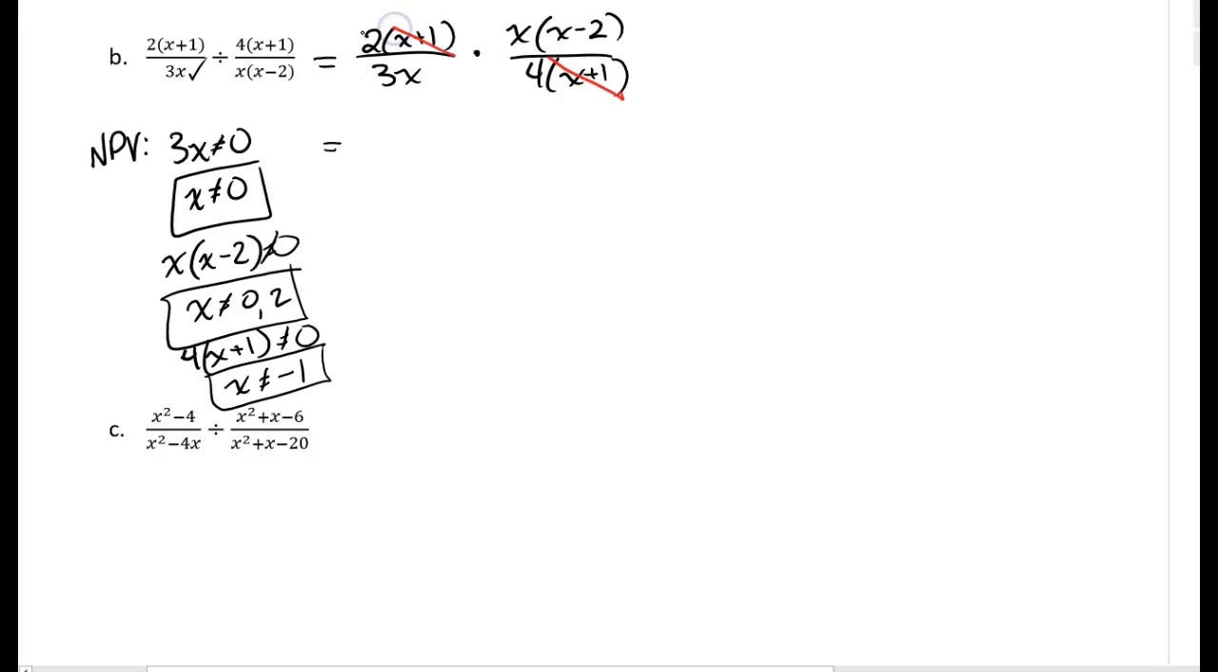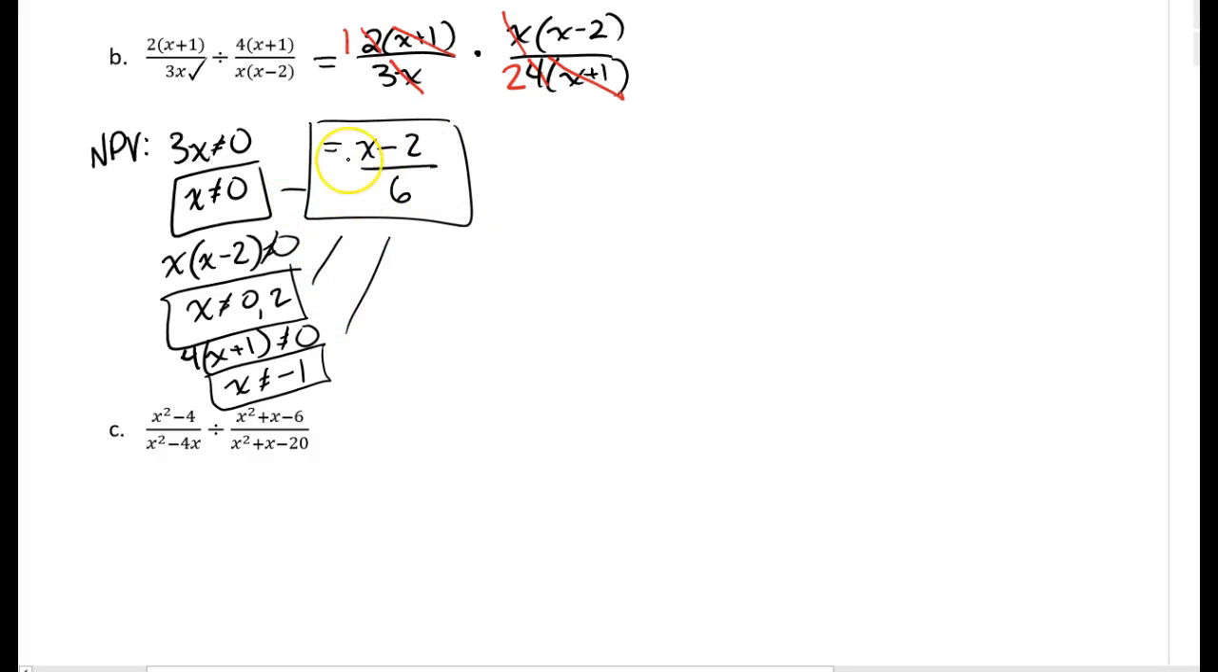From here, again, I like to look for things to cancel immediately. So x squareds go, or x plus 1s go away. Individual x's that are multiplying can also cancel out. And 2 goes into 4 evenly, so that would become 1 and 2. We've got a common factor there. And so from here, I've got 1 times x minus 2, so it's just x minus 2, and then 3 times 2 is 6. So all these non-permissible values still apply, even though it looks like I don't have a variable in my denominator.